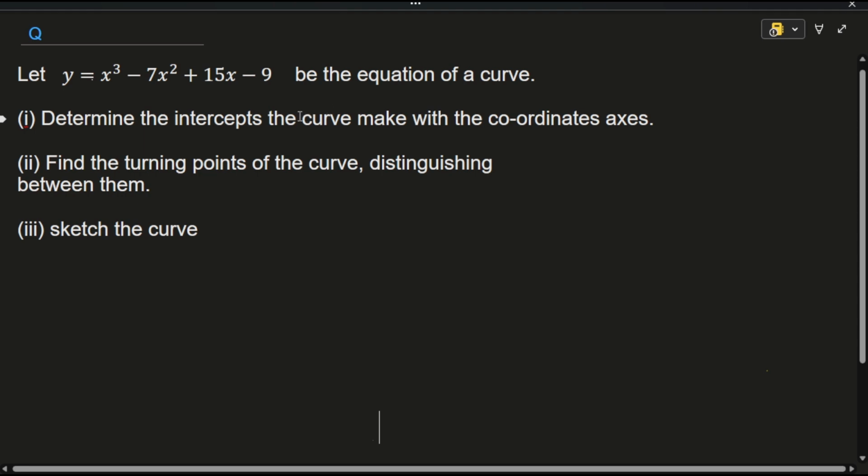In this video, we're given a question that demands of us: 1. To determine the intercepts the curve makes with the coordinate axes. 2. To find the turning points of the curve, distinguishing between them. And the third part of the question, we are expected to sketch the curve. So let's go ahead with the solution.